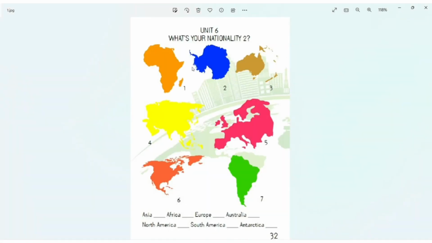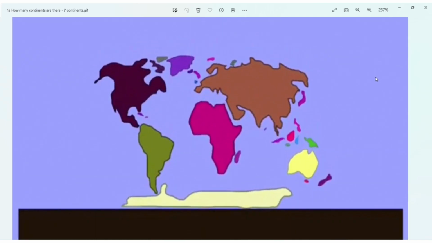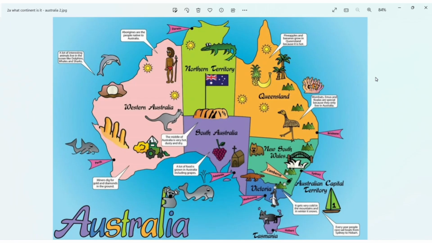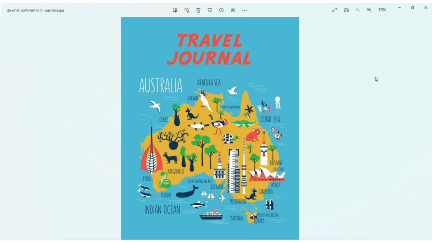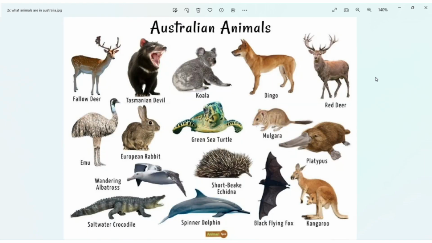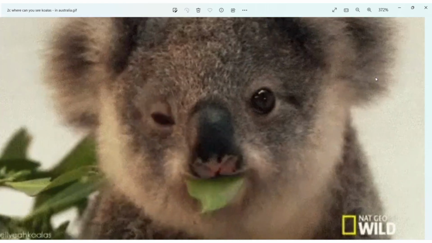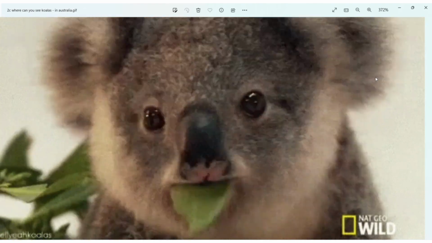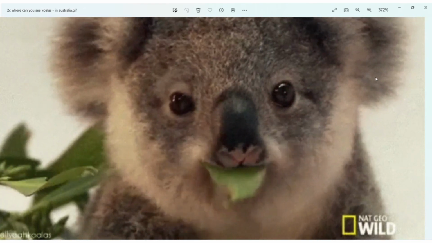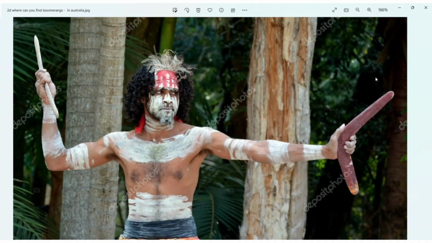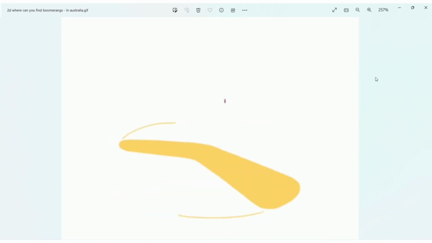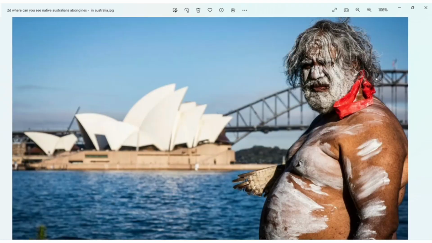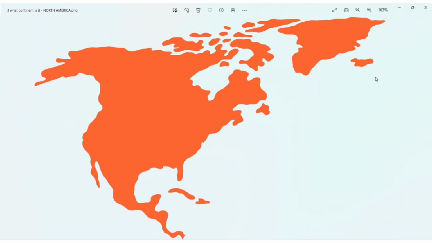So like I said, the first part is continents. And we're going to ask each of our students different questions about the continent. So for example, what continent is this? And what animals can you find on the Australian continent? And we're going to ask them what animals you can find, what people you can see on this beautiful continent, and what is it known for.